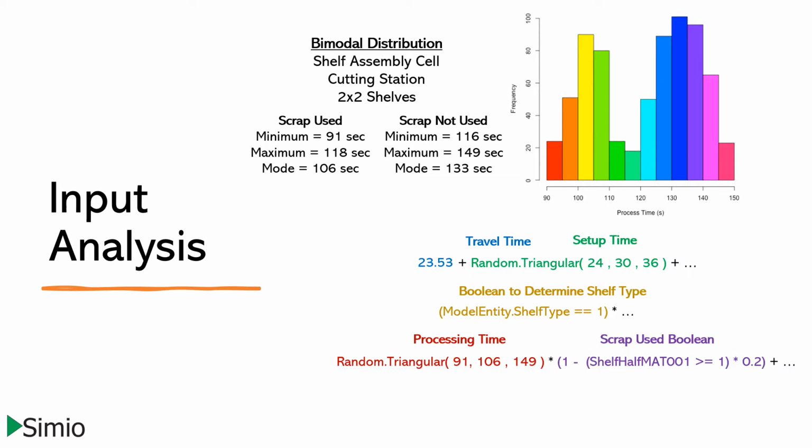One interesting case we found when fitting our distributions was the bimodal nature of the cutting station in the shelf assembly cell. The use of scrap wood, only available for 2x2 shelves, was a significant factor in the processing time at that station, with the use of scrap wood reducing cutting time by approximately 20%. To implement this unique case, we added Boolean values to the equations governing the station, as you can see in the example formula breakdown on this slide.